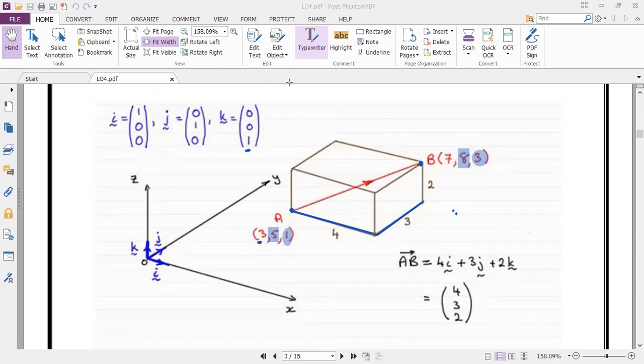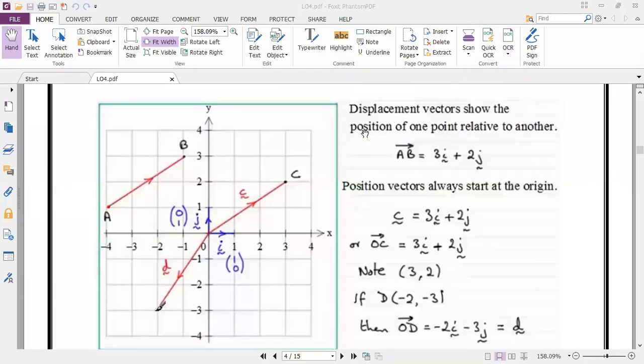So what is the vector AB? We moved 4 units in the x-axis. So it's 4i. i represents the x-axis. Plus 3 units from 5 to 8. So plus 3j and plus 2k. So we can write the vector AB as 4i plus 3j plus 2k. Or we can write it using the column way. The column way is 4, 3, and 2. That's it. Let's go to the position vector.